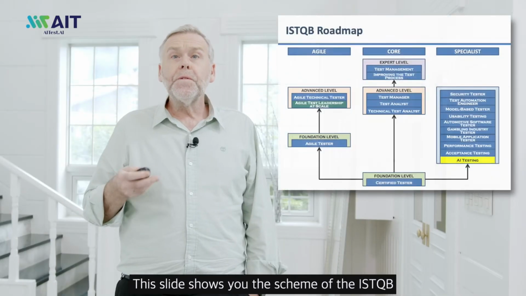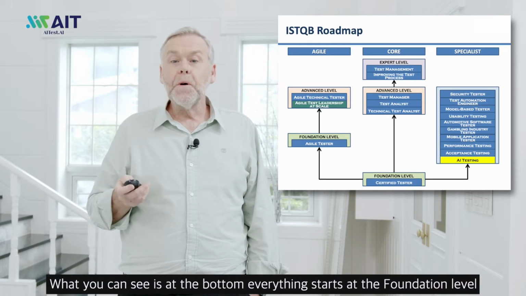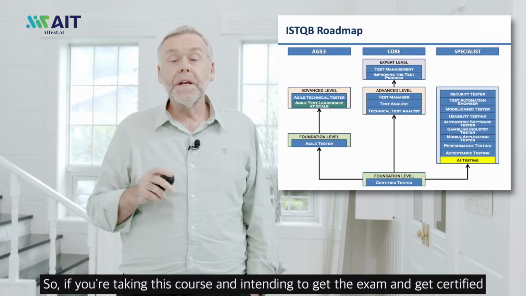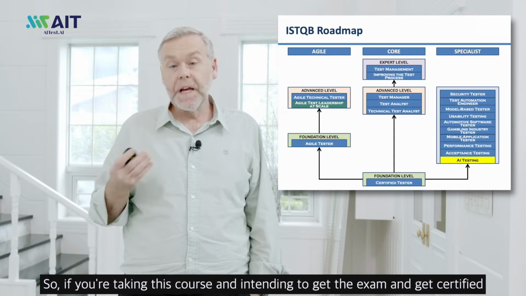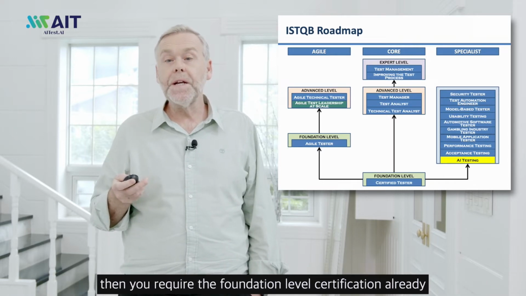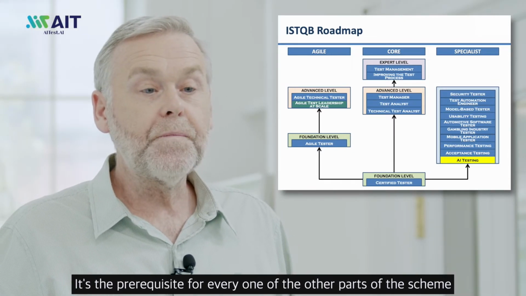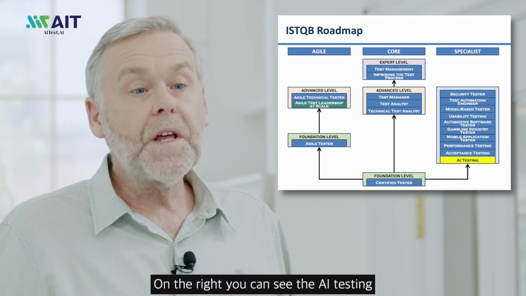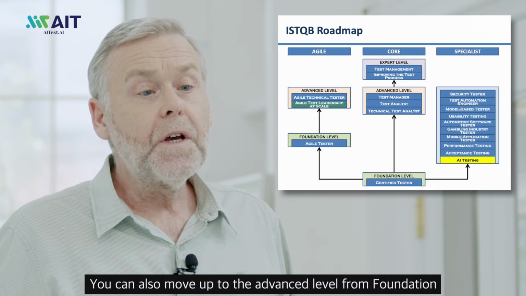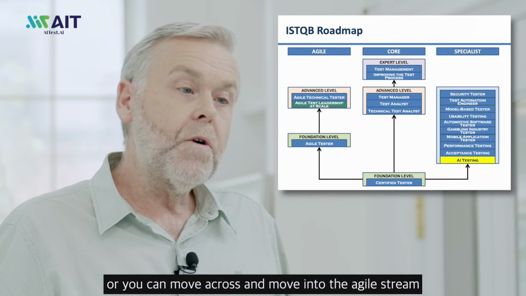This slide shows you the scheme of the ISTQB. What you can see is, at the bottom, everything starts at the foundation level. So if you're taking this course and intending to get the exam and get certified, then you require the foundation level certification already. It's the prerequisite for every one of the other parts of the scheme. On the right, you can see that AI testing, the course we're looking at now, is part of the specialist stream. You can also move up to the advanced level from foundation, or you can move across and move into the agile stream.